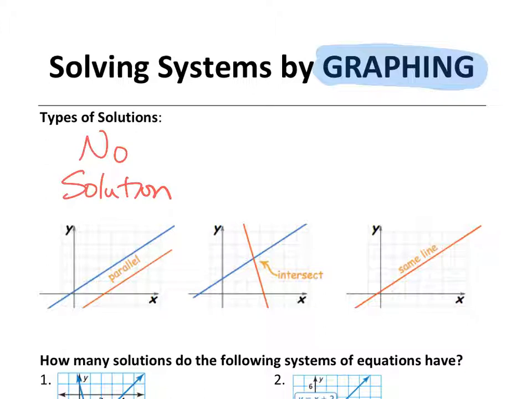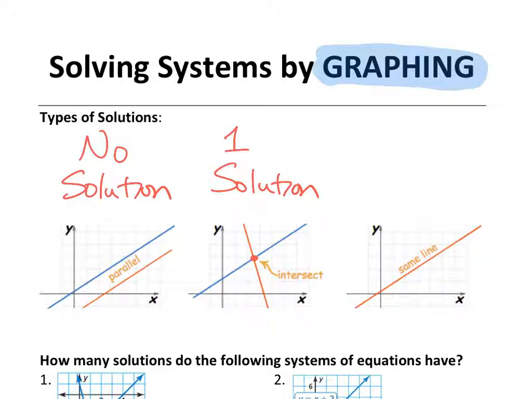Now this one, how many solutions does it have? 1. There's one intersection point right there in the center. We're not talking about what it is just yet, but we are going to talk about the fact that there is one solution. This is a type of solution we might see, because it crosses one time. We're going to be able to give it an answer. This is the majority of the questions you'll see. These other 2 are called special cases.